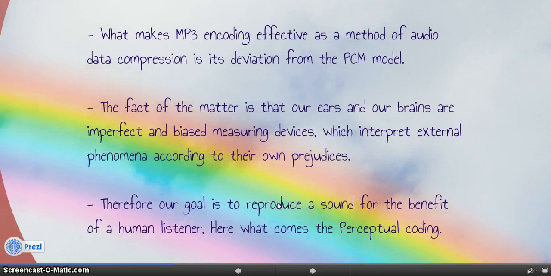What makes MP3 encoding effective as a method of audio data compression is its deviation from the PCM model, where the PCM model uses the analog to digital signal conversion. The fact of the matter is that our ears and our brain are imperfect and biased measuring devices which interpret external phenomena according to their own prejudices. Therefore, our goal is to reproduce a sound for the benefit of a human listener. Here comes the perceptual coding.